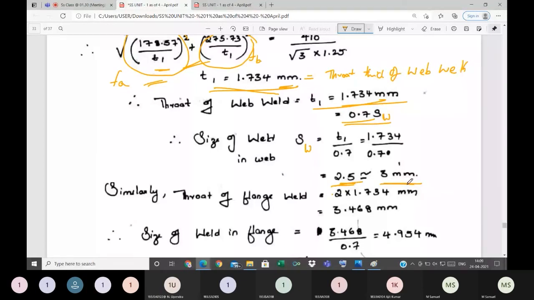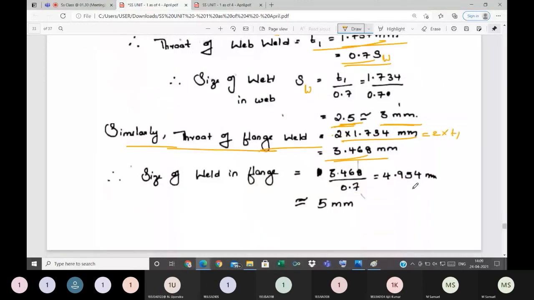Of course, you can use 4 or 4.5 also. And next, what about the flange weld? The throat thickness is 2 times T1, so this is the throat thickness, and divided by 0.7 will give you this, so 5 mm size of the weld in the flange. So I hope this is the end of the problem. I hope you people have understood the problem here. Okay, so you practice this problem on your own once again on paper. This problem seems easy to understand, but you have to practice problems on paper.